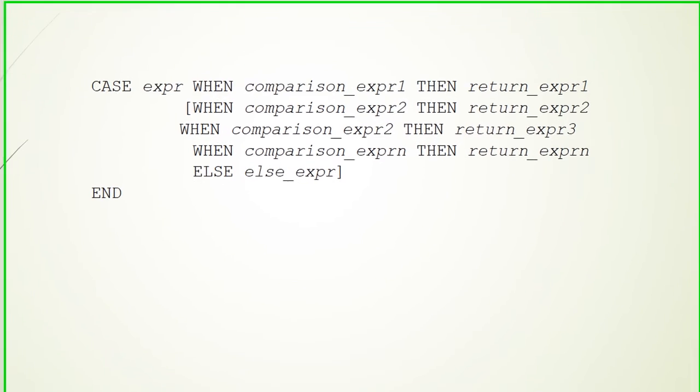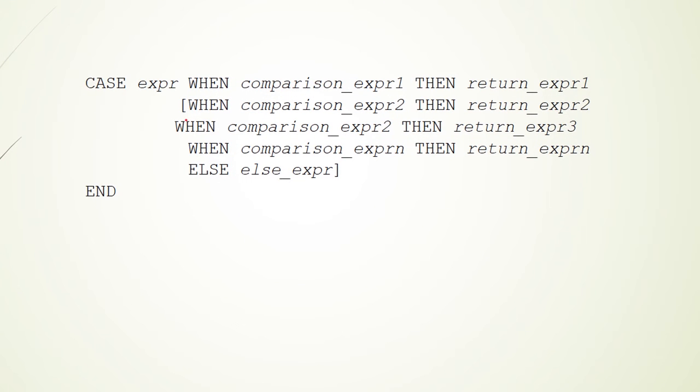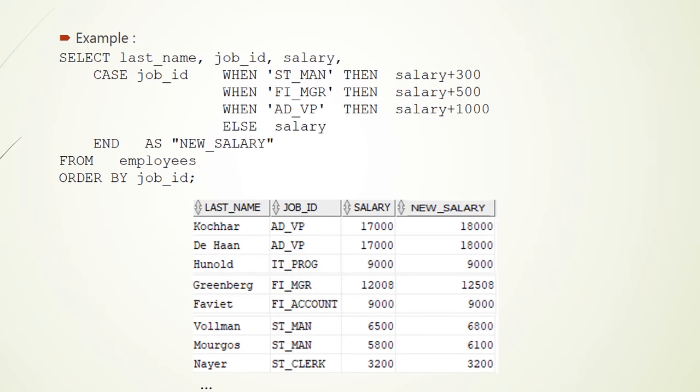The first syntax of the CASE statement: CASE, and this is the expression, WHEN, and this is the comparison expression, THEN, and this is the return output, WHEN, comparison expression 2, and this is the return output, and the last thing, ELSE, and this is the else expression, and then END. To understand how to use the first syntax of CASE, let's have a look at this example.